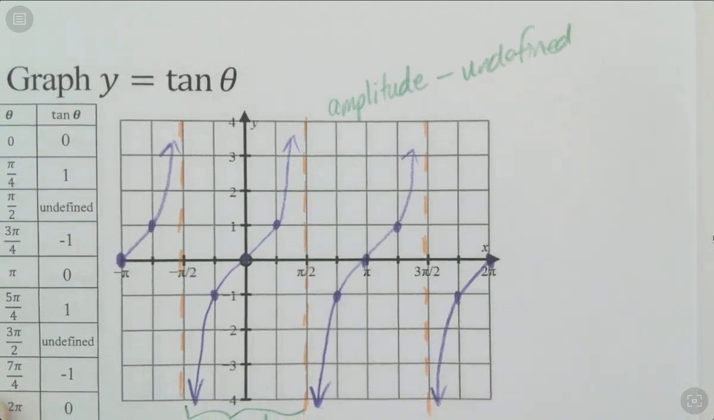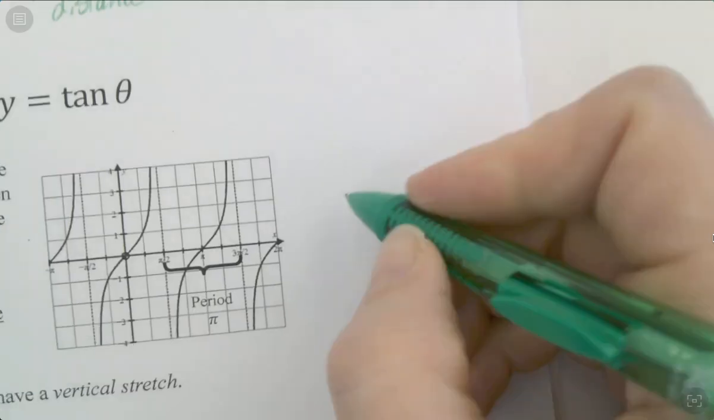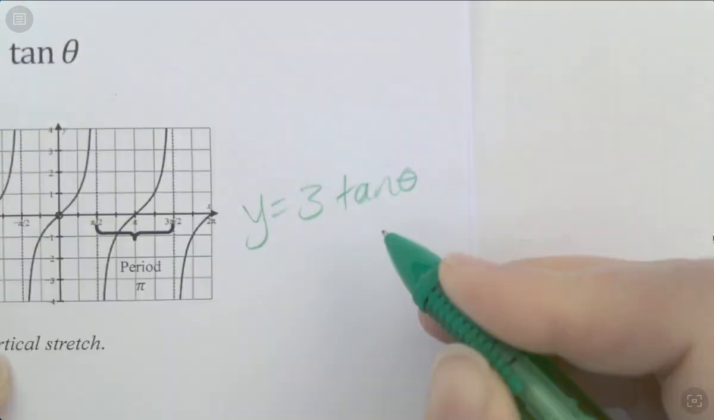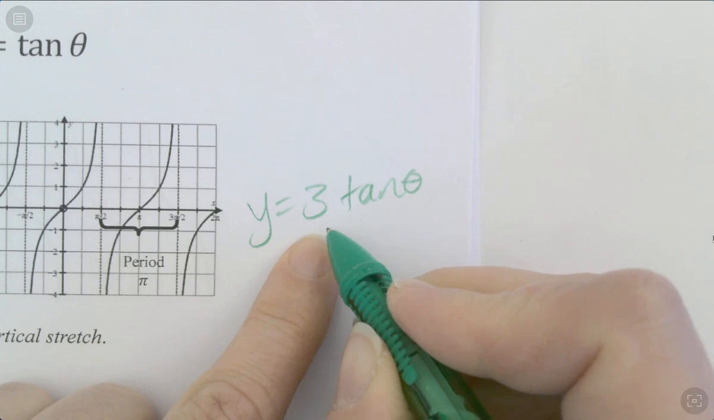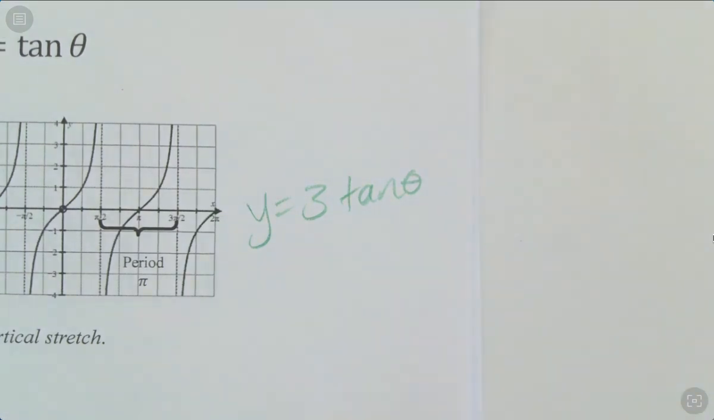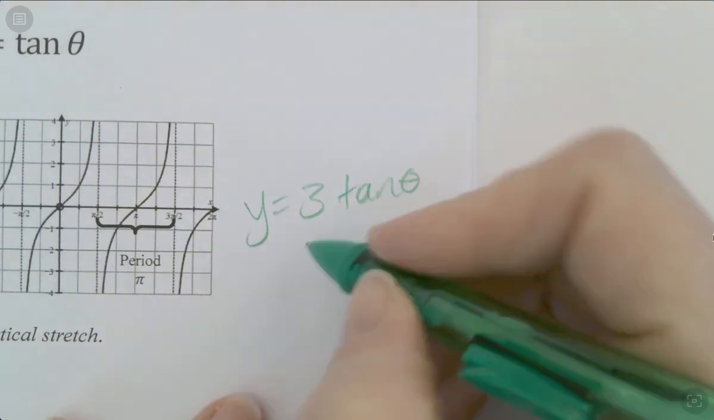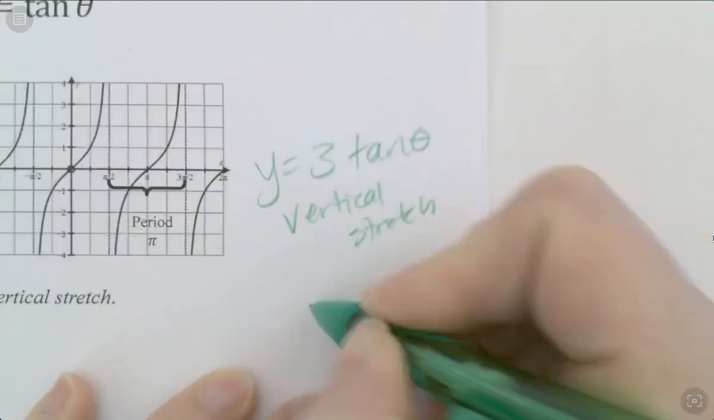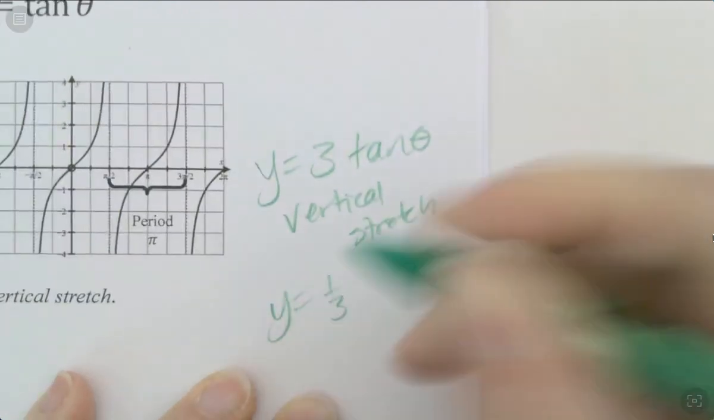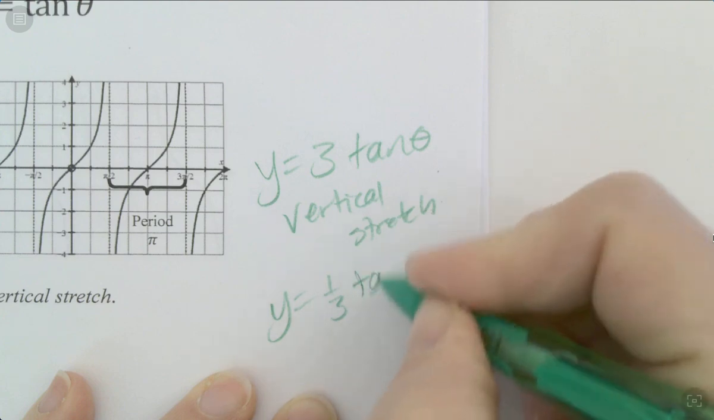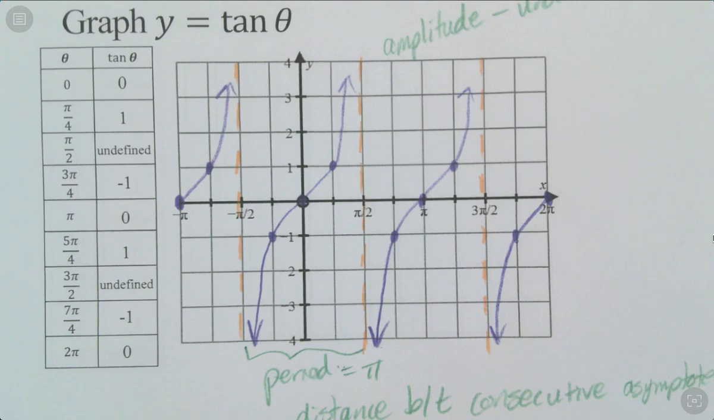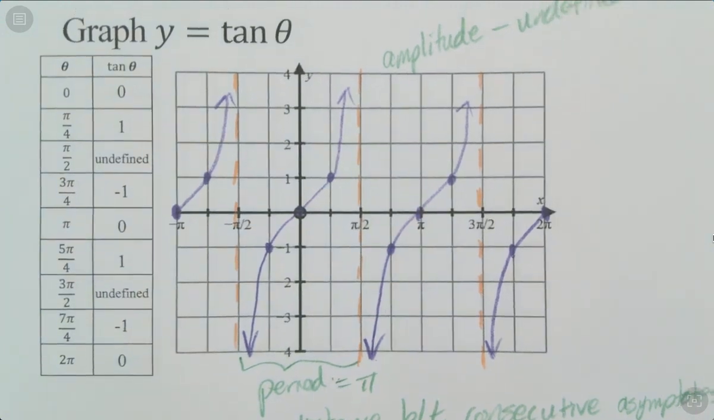But you could have a function like y equals 3 tangent of theta. What do you think that 3 would make the graph do? You can't say it changes the amplitude because there's no amplitude. So what do we call that? How would we describe a vertical stretch? You could have a vertical stretch. You don't need to write that down. Similarly, if we had a third times tangent of theta, that would be a vertical shrink. So you can change the graph vertically, stretching or shrinking it. We just don't have an amplitude.